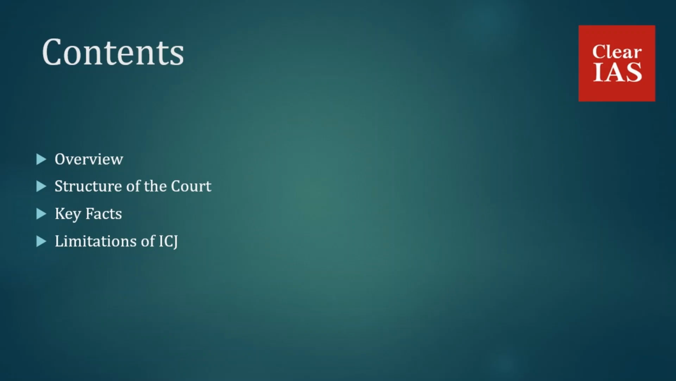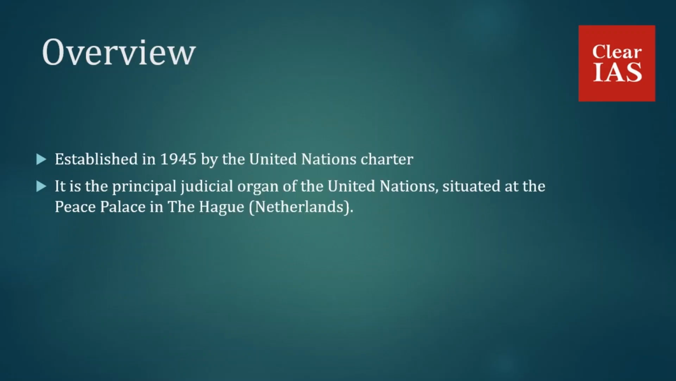Let's now start. So ICJ, or International Court of Justice, was established in 1945 by the United Nations Charter, and it started working in April 1946. It is the principal judicial organ of the United Nations, which is situated at the Peace Palace in Hague, in the Netherlands. Unlike the six principal organs of the United Nations, ICJ is the only one not located in New York. All other organs of the UN are located in New York, and this one, ICJ, is located in the Peace Palace, in the Netherlands.